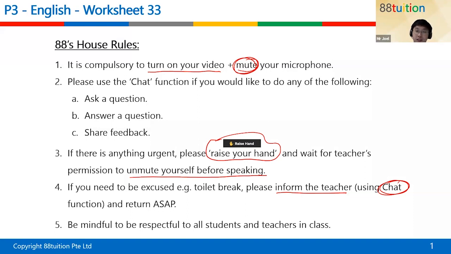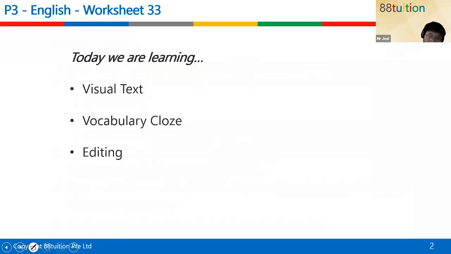Good. Okay, let's go through the answers. And then I will explain it to you, okay? One by one. First, visual text. Someone's microphone is not muted. Please mute your microphone.